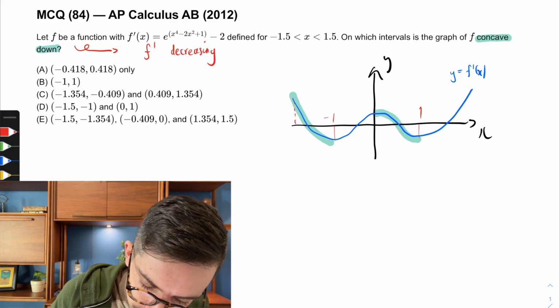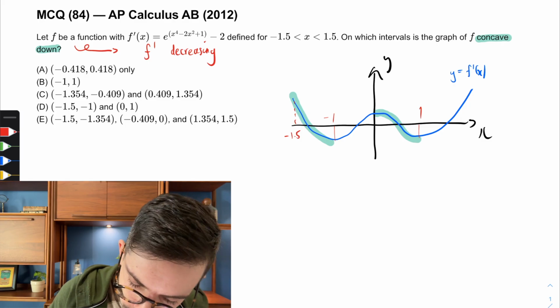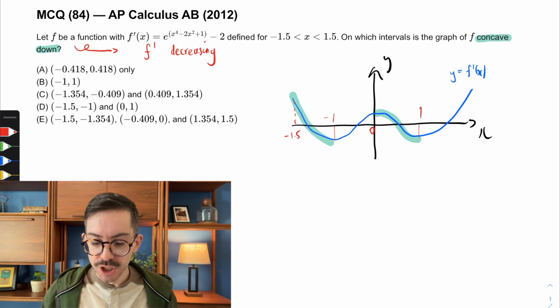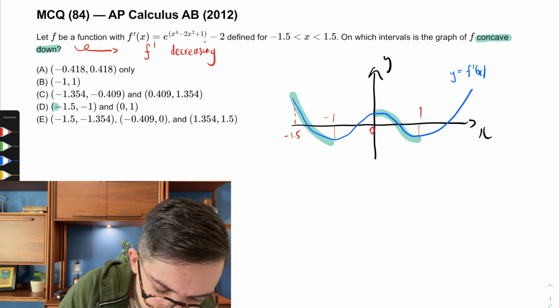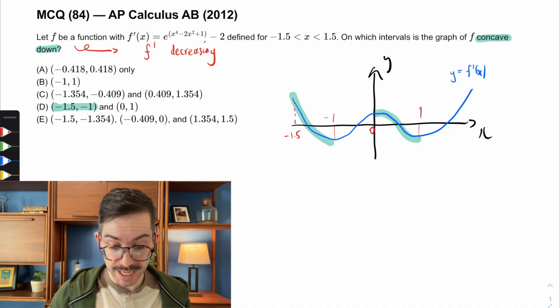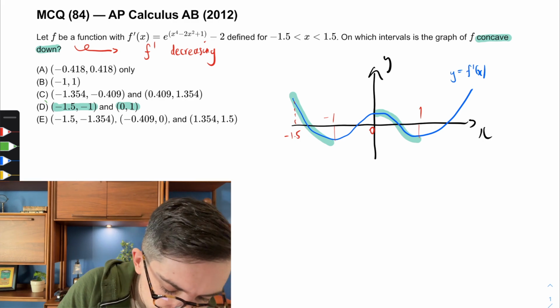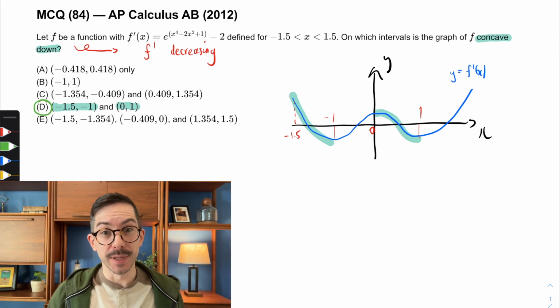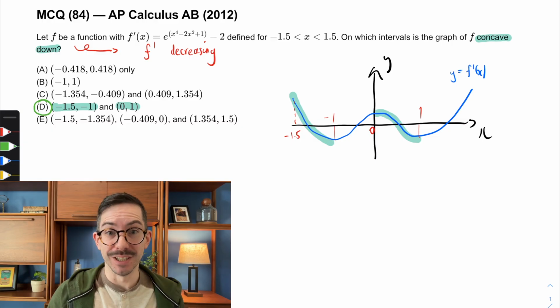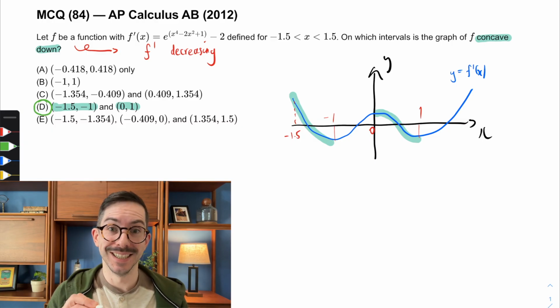So you can see my intervals of decrease are negative 1.5 up to negative 1 and 0 up to 1. So that is where f is going to be concave down because f prime is decreasing. So the answer is choice D.